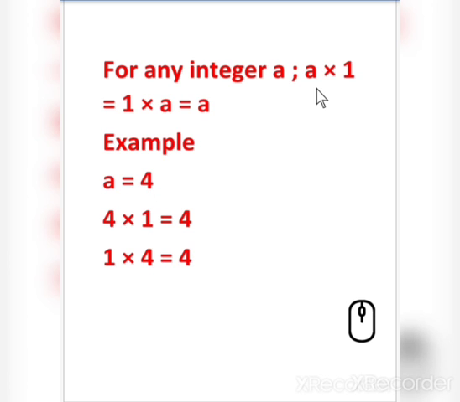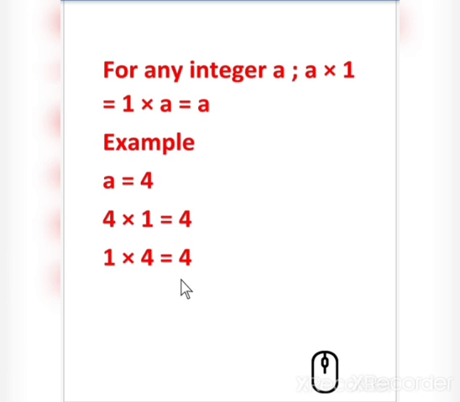First we are going to multiply a into 1. The value for a is 4 into 1, so the answer is 4. And next we are going to multiply 1 into a. In reverse order we are going to multiply, so 1 into 4 equals 4. Left hand side is equal to right hand side. So the multiplicative identity is 1, and even for multiplicative identity, left hand side is equal to right hand side.